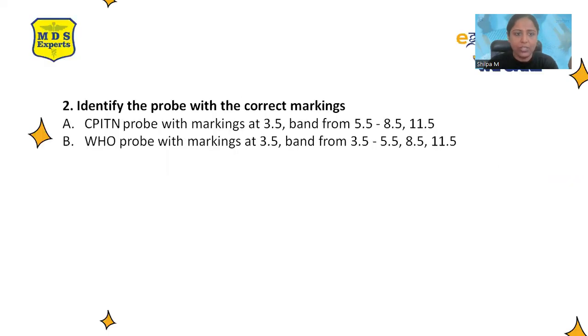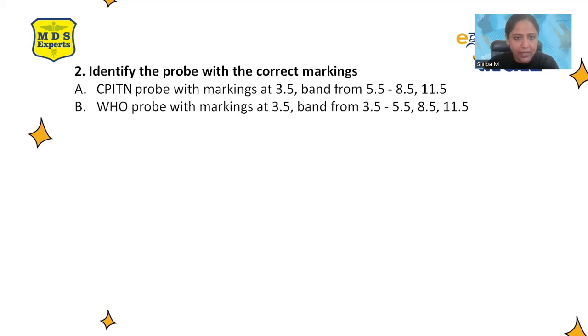Coming to the second question. So students, here 2 choices have been recalled. Please put in the comment section. However, these choices are based on identifying the probe with the correct markings. It is a CPITN or the WHO probe. These choices don't look right definitely. So I'm going to put the right answer for you and discuss it there.